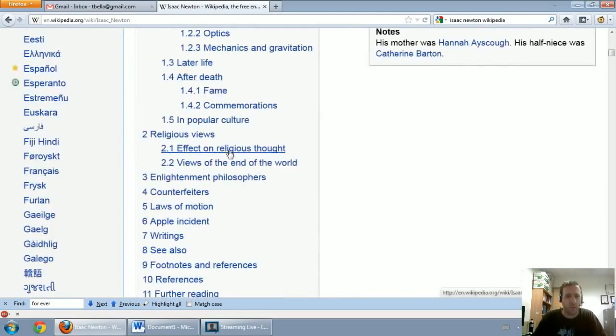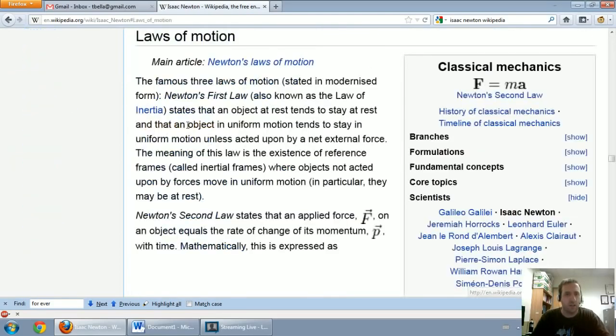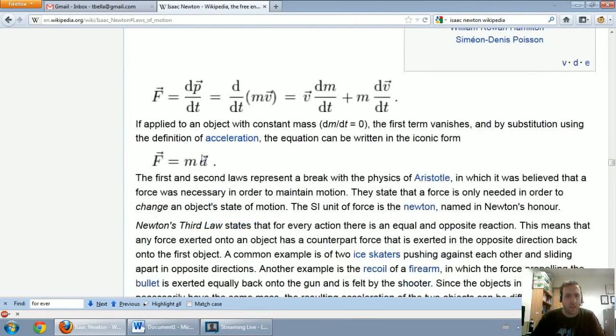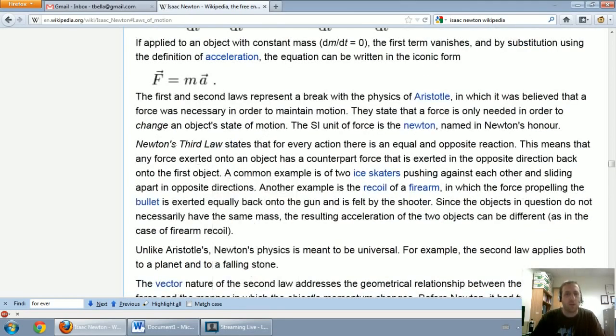So let's see. Laws of motion. There we are. So his first law says an object at rest tends to stay at rest. His second law is this formula: force equals mass times acceleration. But his third law is the one I want to talk about now. It says, Newton's third law states that for every action, there's an equal and opposite reaction. And whenever I think about journal entries, I call to mind this Newtonian law.